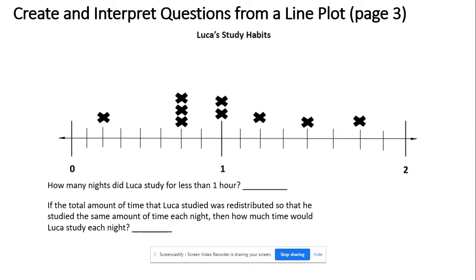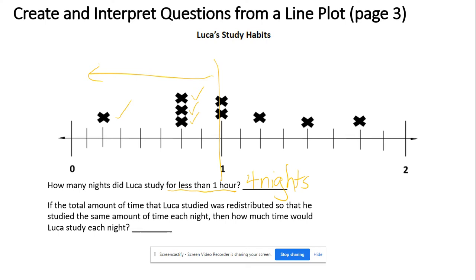How many nights did Luca study for less than an hour? So we're looking here. This is the 1. So anything to the left, not including these 2 X's above 1, because that represents an hour, and it's not asking for an hour or less. It's just finding less than an hour. So we're counting the number of X's that are to the left of the 1. That's 1, 2, 3, 4. So 4 nights that Luca studied for less than an hour.